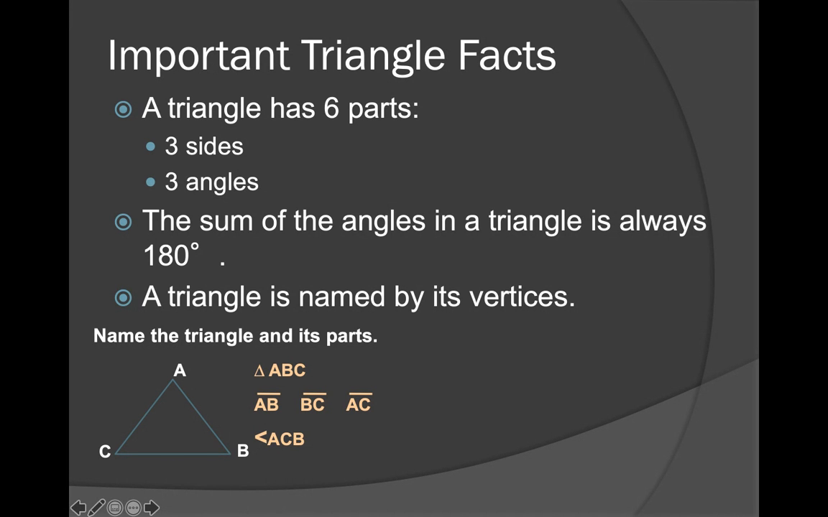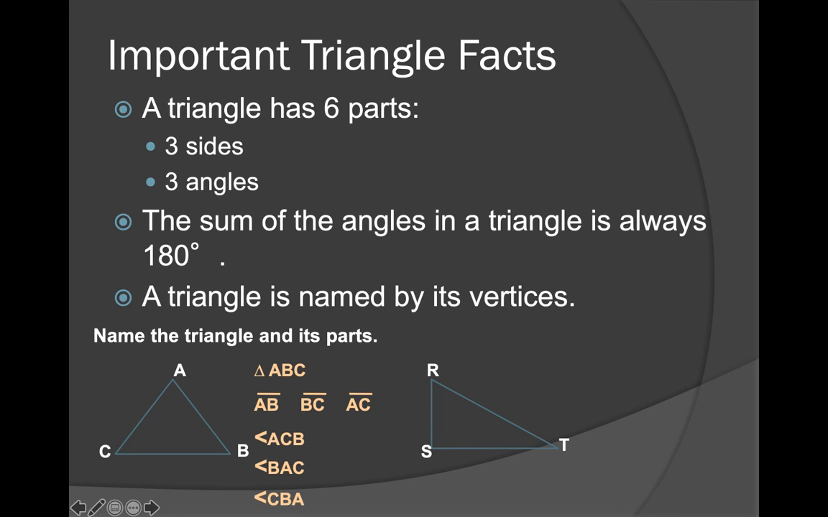You can also name your angles here. So this is a symbol for angle. So this is saying angle ACB. There we go. You can also, again, as long as you're keeping your letters in order, name it a different way. Angle BAC. Then you have angle CAB. Here's another one.